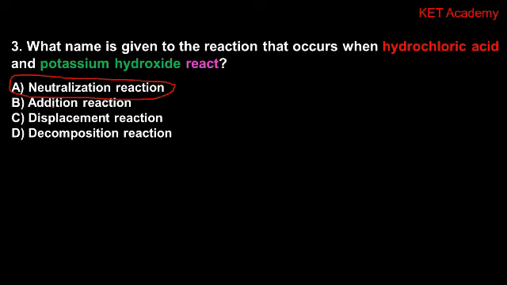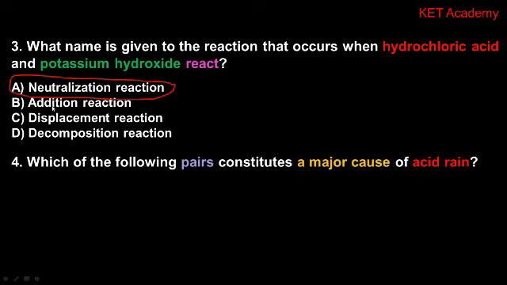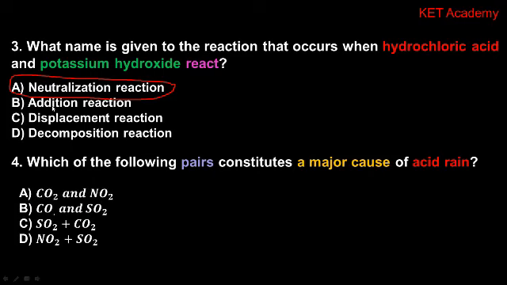Now for question 4, which of the following pairs constitute a major cause of acid rain? So here our solution, the answer is simply nitrogen dioxide and sulfur dioxide. Nitrogen dioxide and sulfur dioxide.